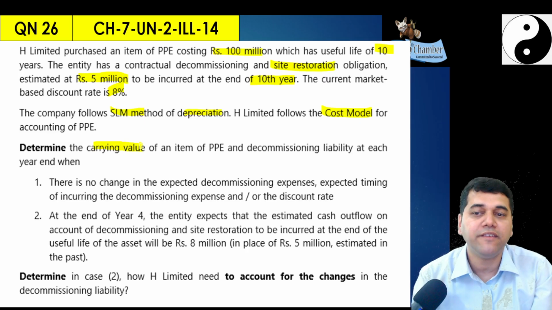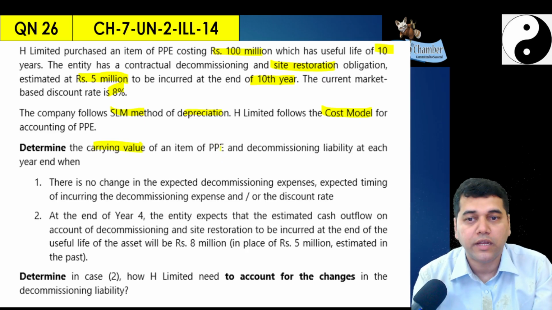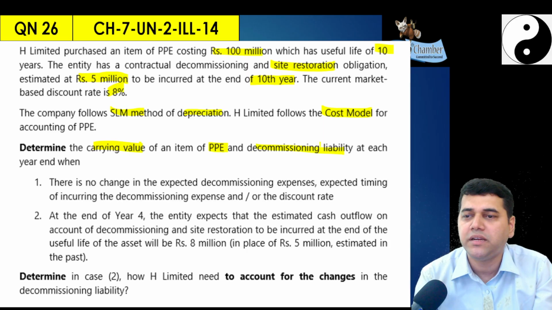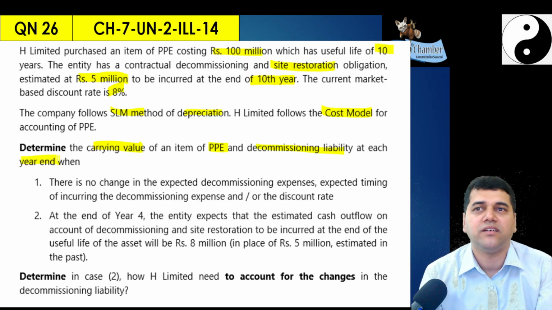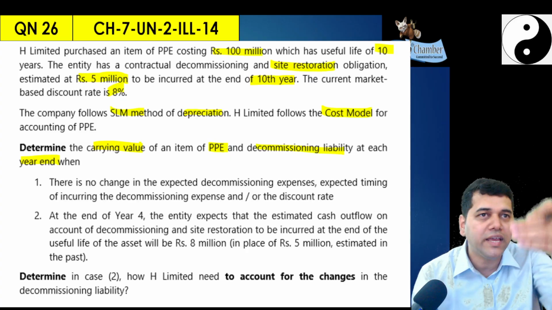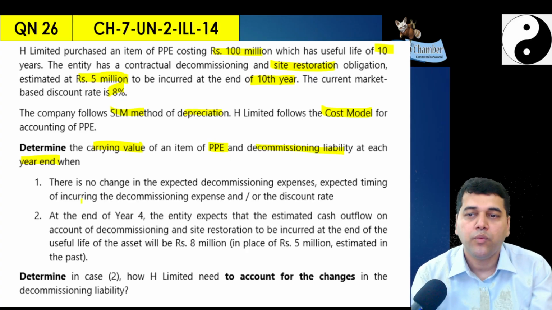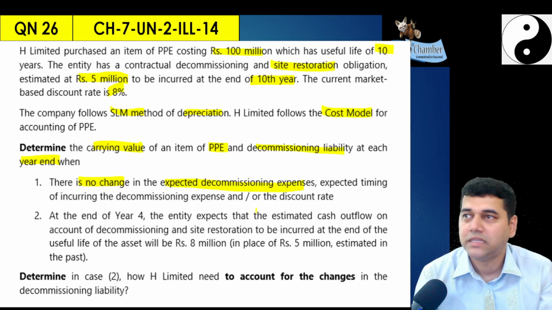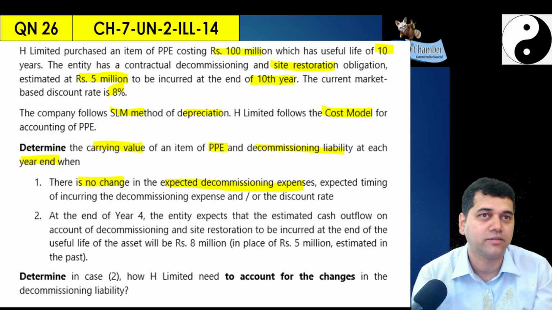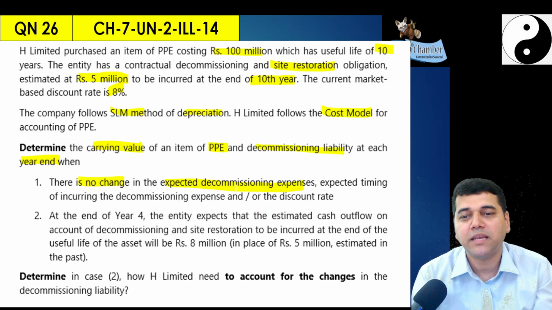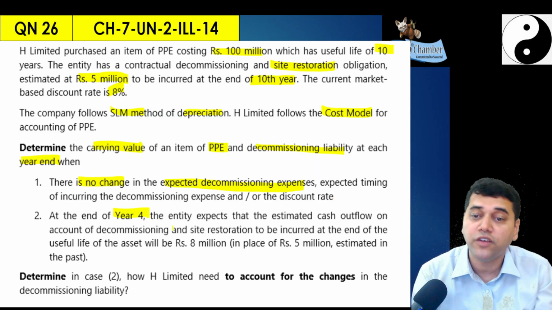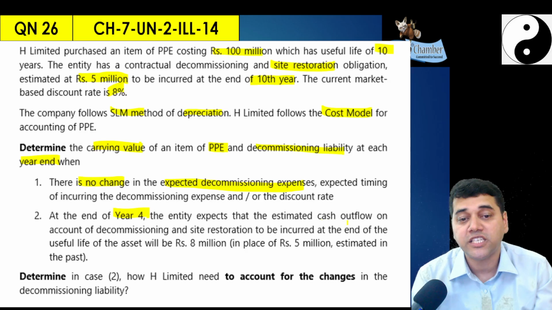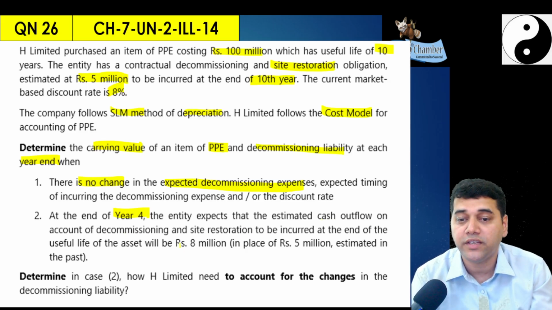Determine the carrying value, means what? Book value of the PP and decommissioning liability at each year end. Simple, no? At the end of every year, what is my book value? When there is no change in the expected decommissioning expense, it is simply a waste of time for you. They are going to consume your time by doing this. Expected timing is not going to change. At the end of the 4th year, the entity estimated cash flows on decommissioning and site restoration to be incurred at the end of the 10th year is 8 million.